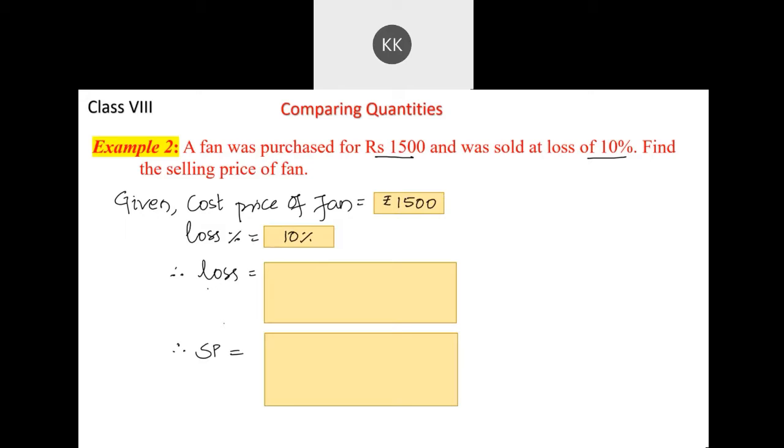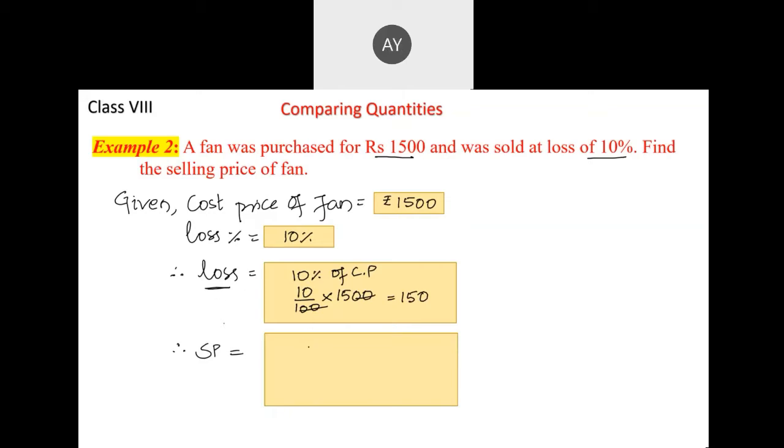So when loss percent is given, can we find loss? Yes, sir. How do we find it? 10% of 1500. Always remember loss percent is 10% of the cost price. So here it is 10 by 100 times 1500. Two of the zeros get cancelled. We get it as 150 rupees. So this is the loss.